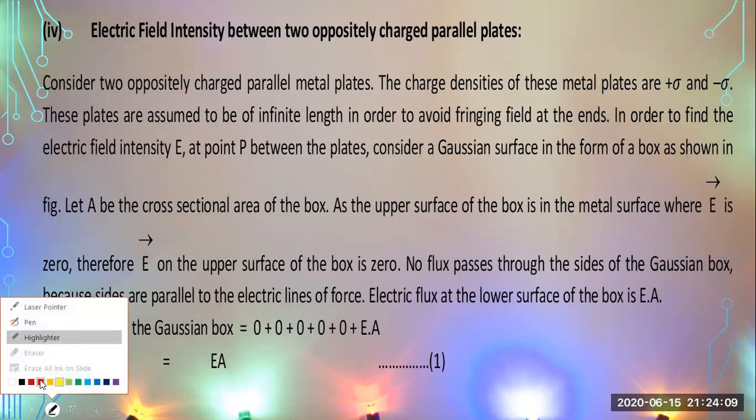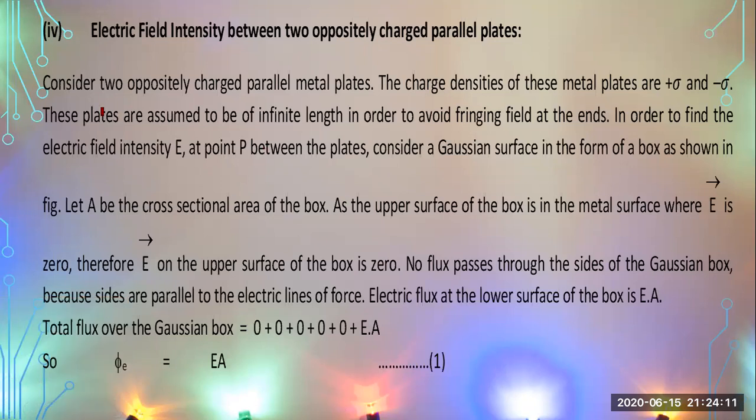If you look at the next slide, the figure: consider two oppositely charged parallel plates. The charge densities of these metal plates are plus sigma, due to positive charge, and minus sigma, due to negative charges, because these are two oppositely charged plates.